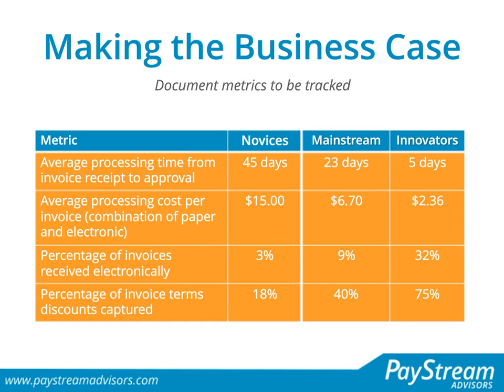So when we look at the processing times and costs from novice to innovator, let's take a look at this. So there's a difference of 40 days in approval cycle. Invoices are approved 40 days faster from innovators rather than novices. And then the overall processing cost per invoice also goes from $15 with novices to just over $2 with innovators. So what's more, innovative organizations are able to capture up to 75% or more of discounts.